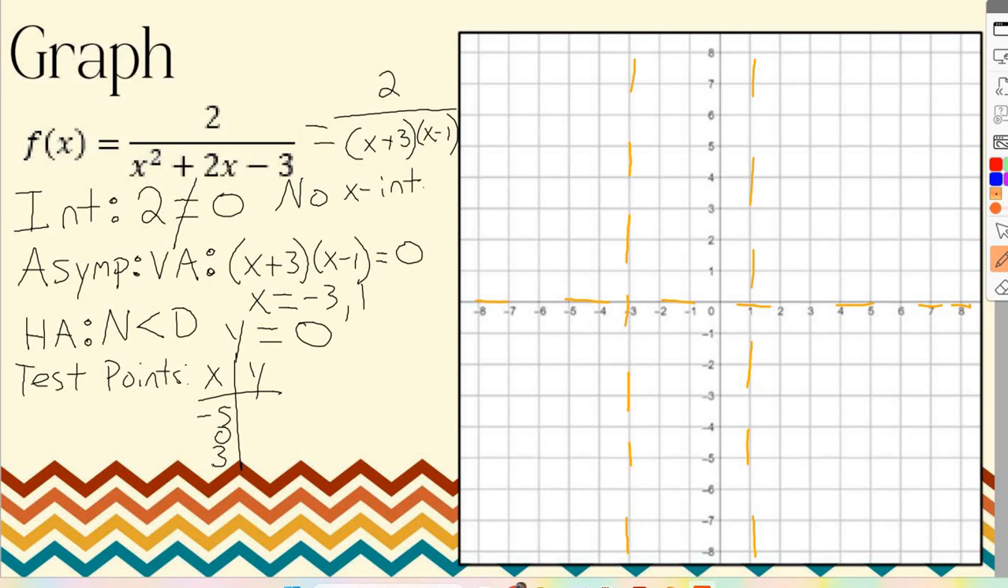Alright, so we're going to plug into our function. I would suggest plugging into the factored form, because it does make it just a little bit easier. So the top is just 2, and then I'm plugging in -5. So -5 plus 3 gives us -2, times -5 minus 1 gives us -6. So we get 2 divided by positive 12, which is also what? 1/6.